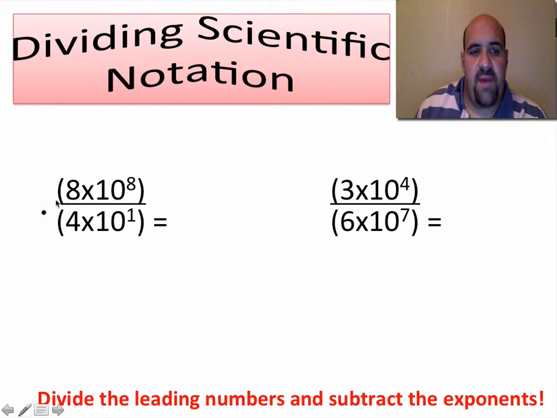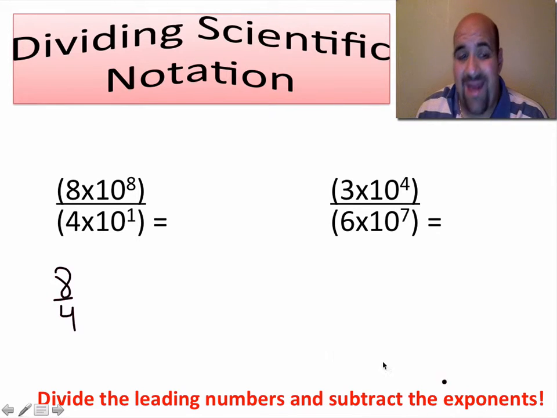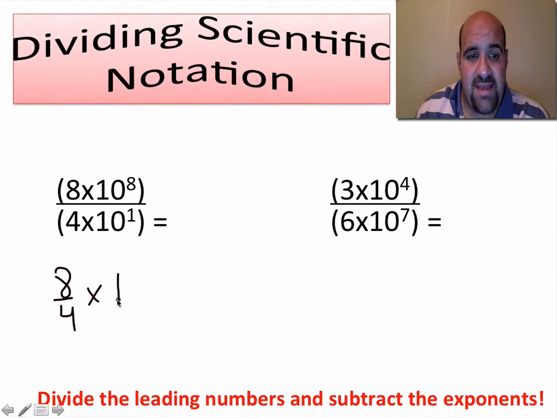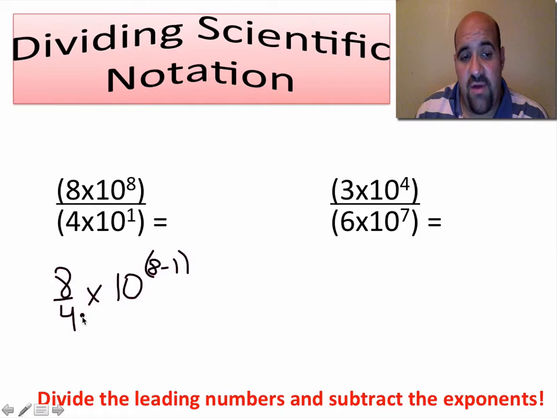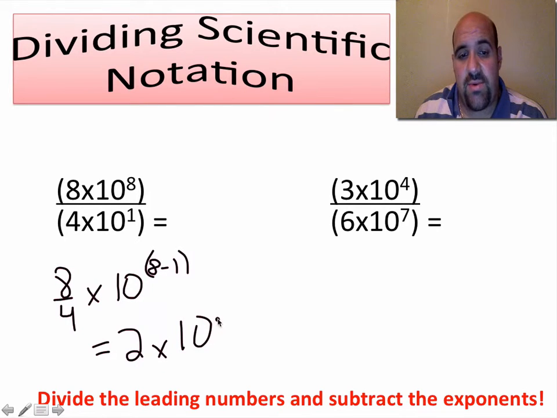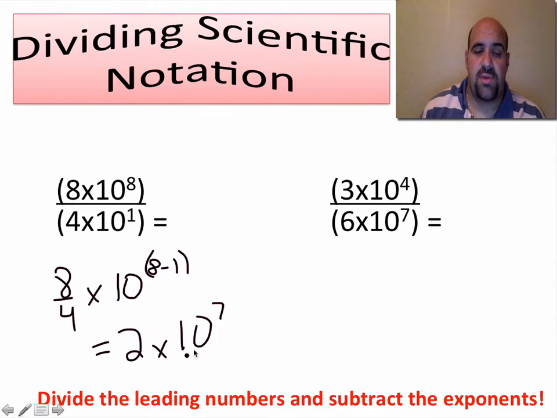So again, we have this problem right here, 8 times 10 to the 8th divided by 4 times 10 to the 1st. The step is to divide the leading numbers. The leading numbers are 8 and 4. 8 divided by 4. And we're going to subtract the exponents. So 8 over 4 times 10 to the 8 minus 1. And if we clean this problem up, 8 over 4 equals 2, and times 10 to the 8 minus 1 equals 7th power. That is our answer, 2 times 10 to the 7th.